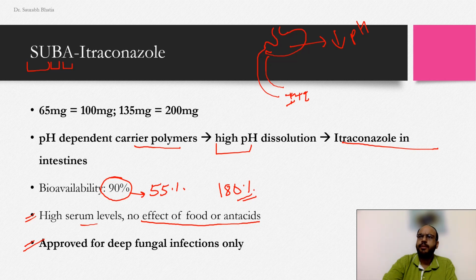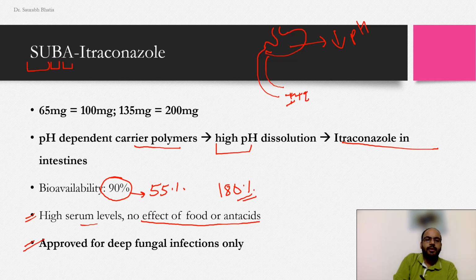SUBA is a good drug, but I think we should look at all the other parameters like side effect profile of increased itraconazole or any other side effects which are different from regular itraconazole. Just for your information, it is not recommended to be used in tinea as of now. It might get approval later on, we don't know.